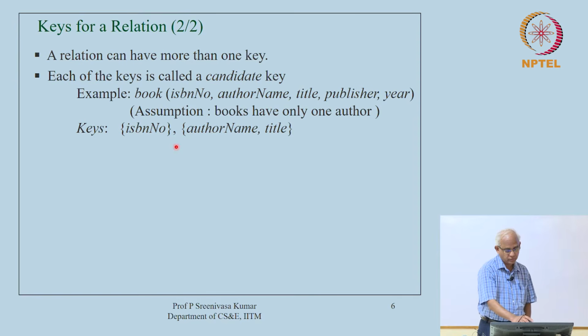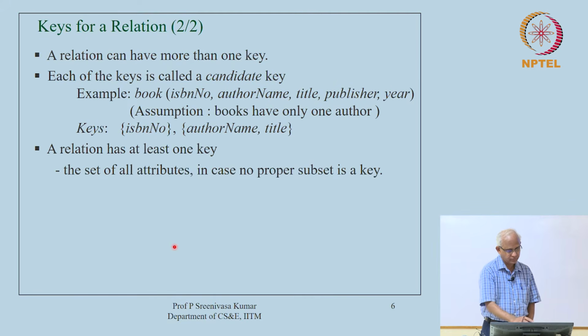So, when we say this, it says that whatever be the instances of this particular relation, it is always possible to uniquely identify a book given the author name and title. Okay. So, this is the question I was asking a little while before. Does a relation always have a key? Yes, it always has a key, and the set of all attributes, in case no proper subset is a key, will work as a key.